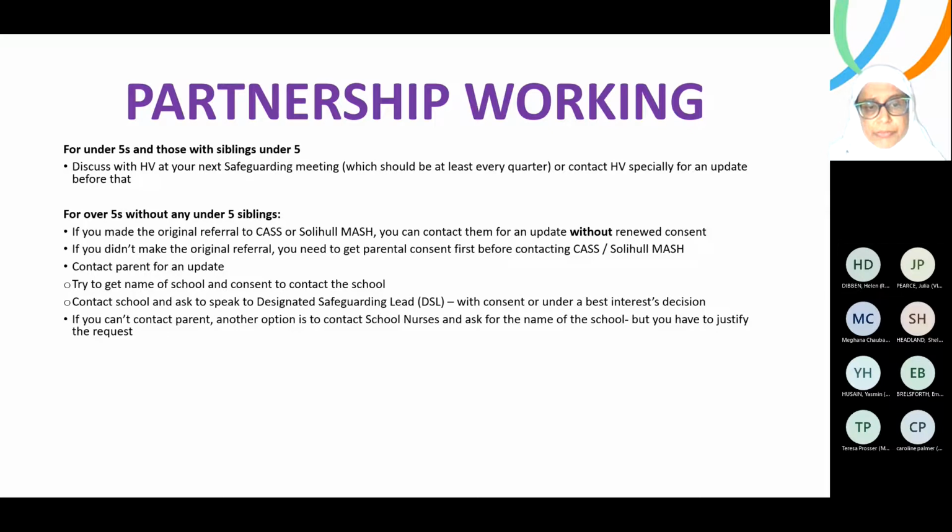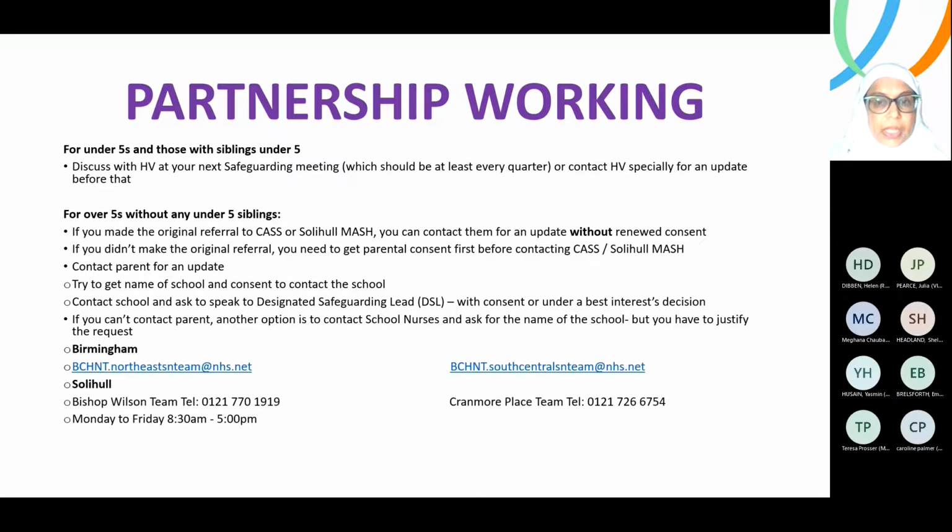If you can't contact the parent for any reason, then another option is to contact the school nurses and ask for the name of the school. But you do have to justify the request. They won't just do it as a blanket because everybody's busy. But if you justify, look, it's a safeguarding concern, explain the situation, and then they will give you the name of the school. And this is how you contact them. For Birmingham, you can email the two nursing teams, and for Solihull, you can give them a call.